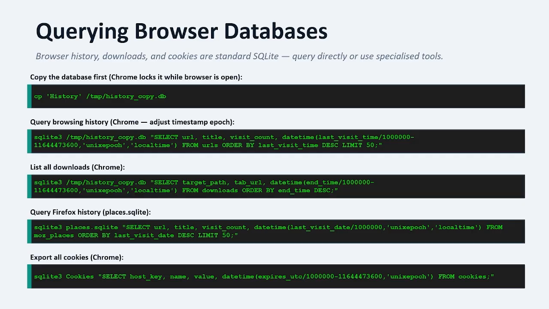Same with listing the downloads or querying the Firefox history or even exporting all the cookies. There's lots of ways of doing all of this, but if you're not familiar with SQLite or databases, you should definitely get a little familiar with SQLite and databases because that's quite important. So, like I said, most browsers will store it in a SQLite format, and it's a useful tool to analyze them.